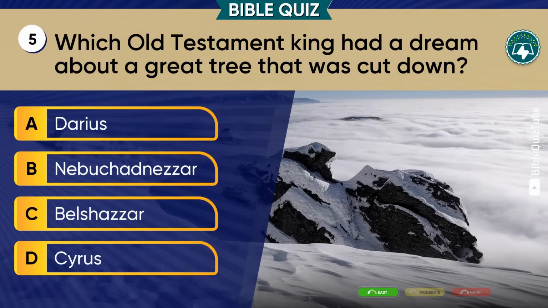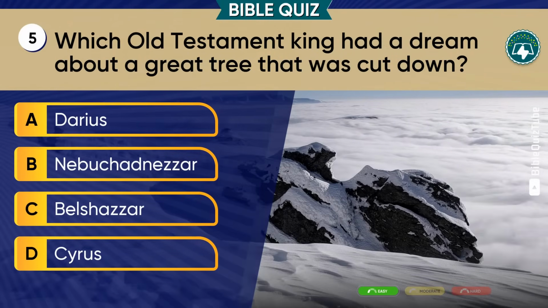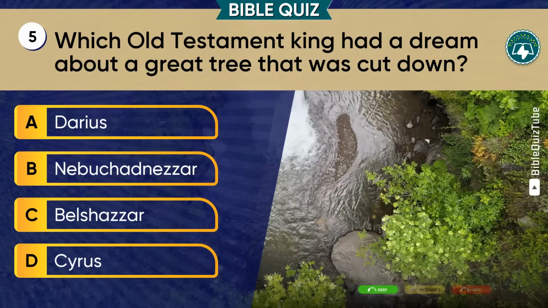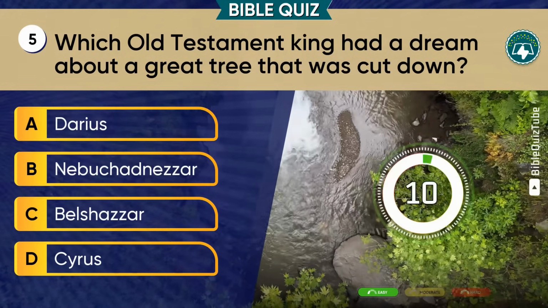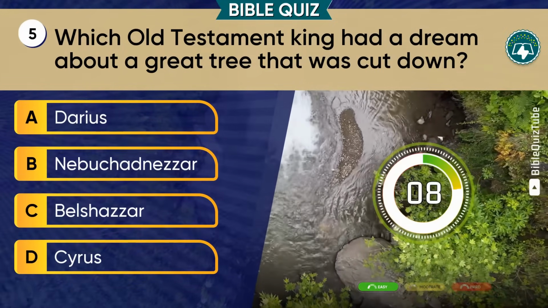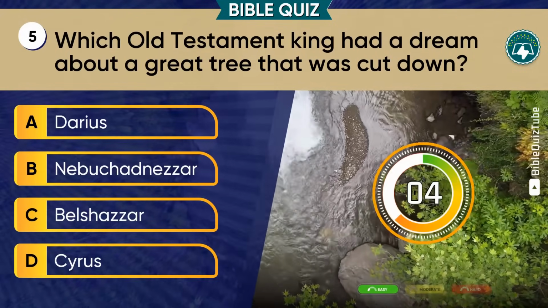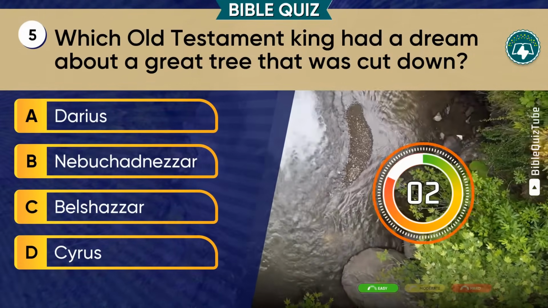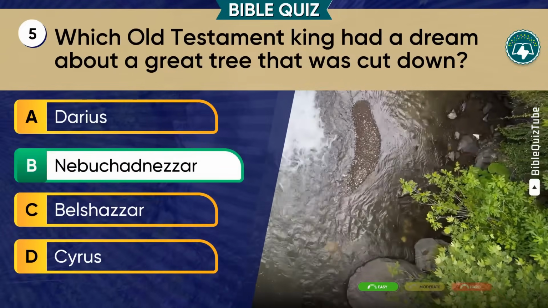Question 5. Which Old Testament king had a dream about a great tree that was cut down? A. Darius. B. Nebuchadnezzar. C. Belshazzar. D. Cyrus. The correct answer is B.